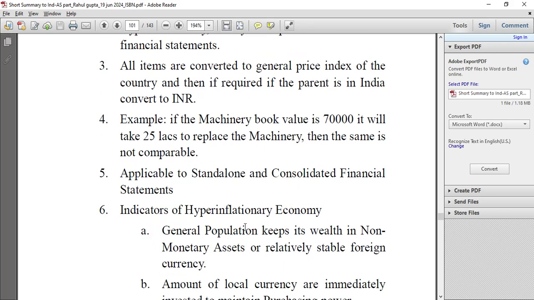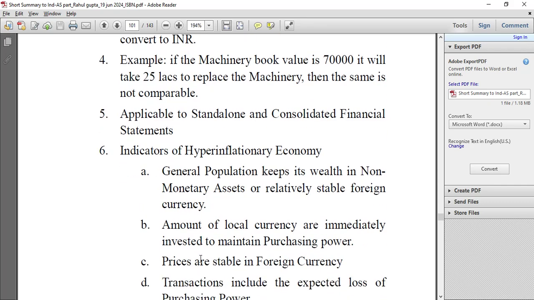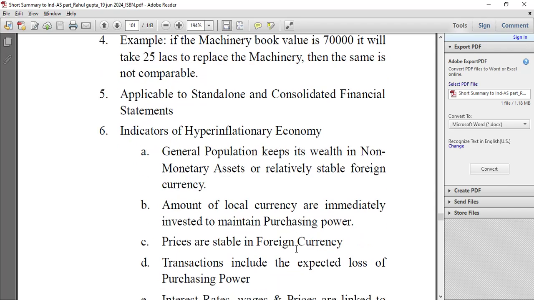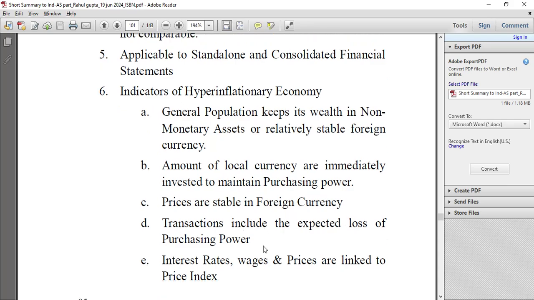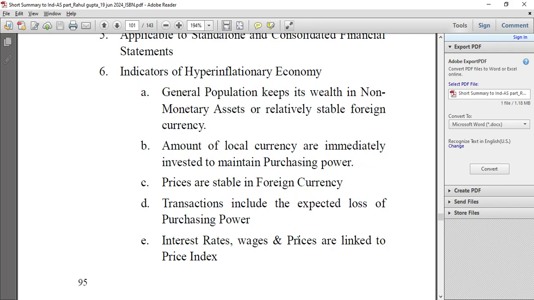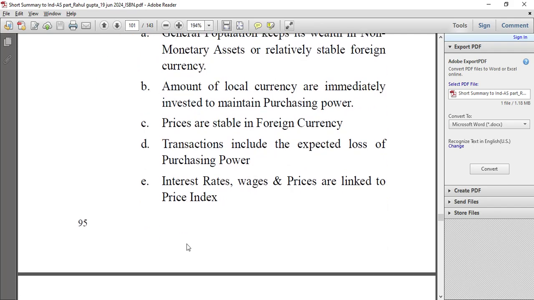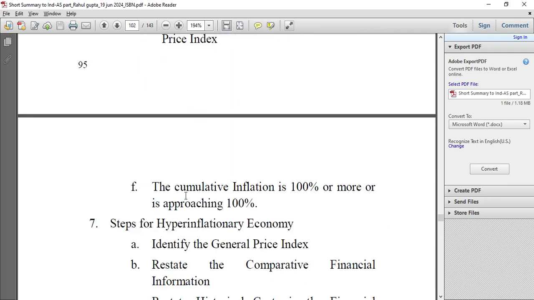Indicators of a hyperinflationary economy: the general population keeps its wealth in non-monetary assets and relatively stable foreign currency. Amounts of local currency are immediately invested to maintain purchasing power. Prices are stated in foreign currency. Transactions include the expected loss of purchasing power. Interest rates, wages, and prices are linked to a price index. The cumulative inflation is 100% or more than 100%.